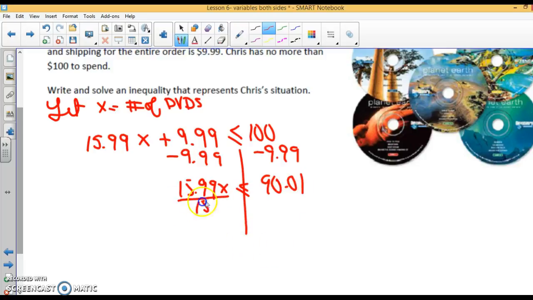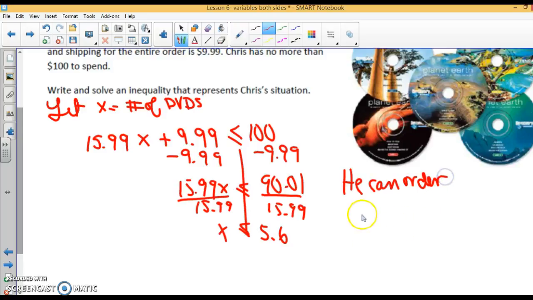$90.01. Divide by 15.99. And you get x is less than or equal to 5.6. So, how many DVDs can he order? He can order 5 at the most. You can't order 5.6 DVDs, and if you order 6, it's going to be too many.